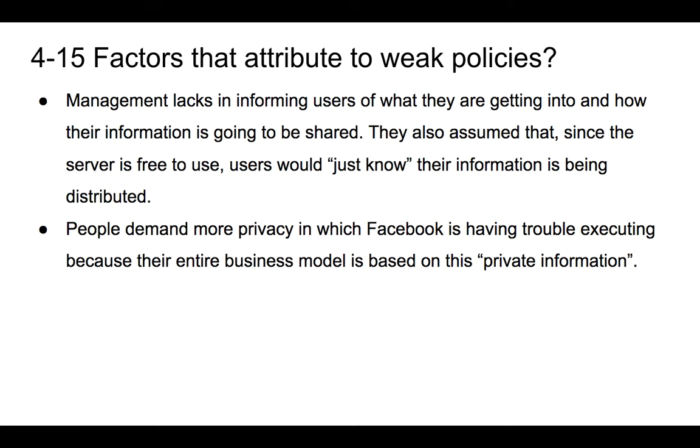Well, when it comes to management, they lack in informing users of what they're getting into and how their information that they put on the website is going to be distributed and shared to third parties. And Facebook also assumed that since the service is free, users would just magically know their information is going to be distributed. I think they just assumed that it was common sense, but in reality, common sense ain't too common anymore. People demand more privacy, which Facebook is having trouble executing because their entire business model is based on this private information that people are trying to stop.